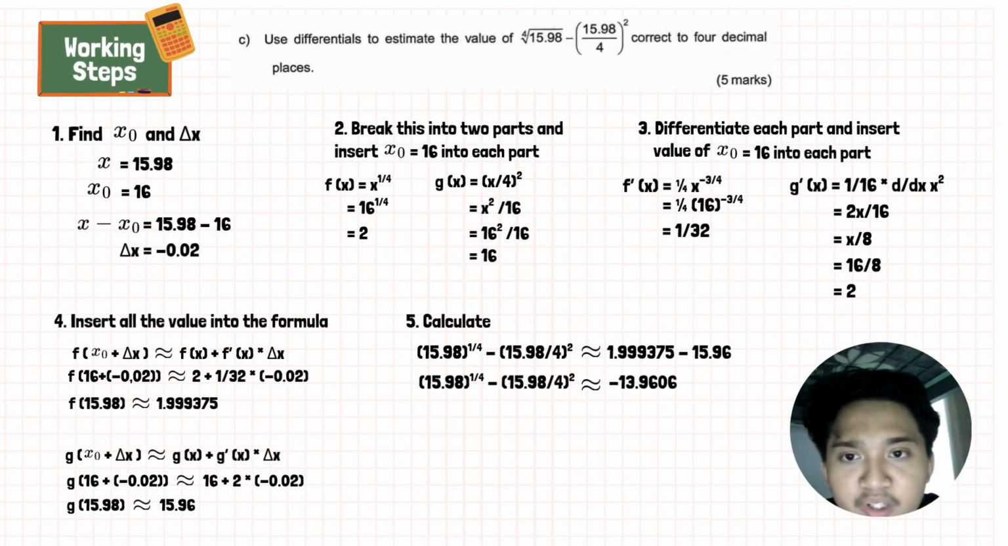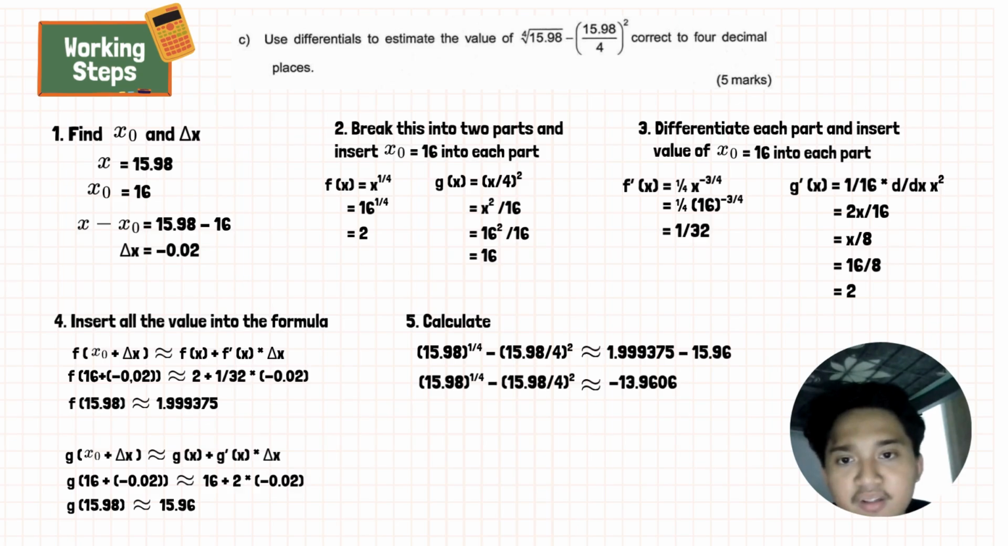Okay, for the next question, we have: use differentials to estimate the value of 15.98 minus 15.98 over 4 squared, correct to 2 decimal places. So for the first step, we need to find the x0 and delta x. The x value is 15.98 and the nearest value of x is 16. So we have to calculate it to get the delta x. So we have x minus x0, which is 15.98 minus 16.